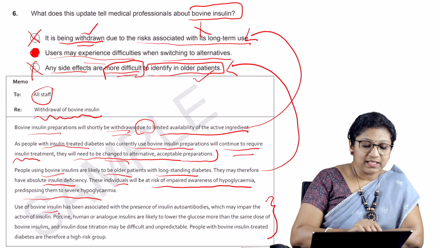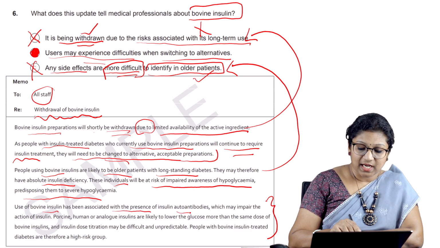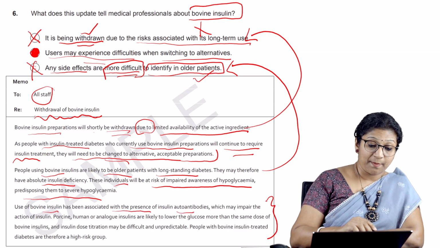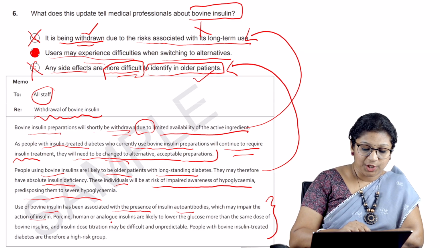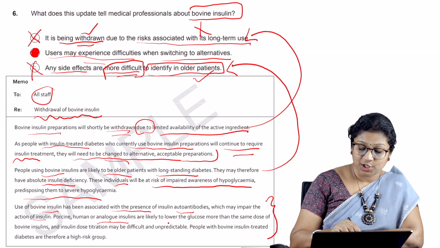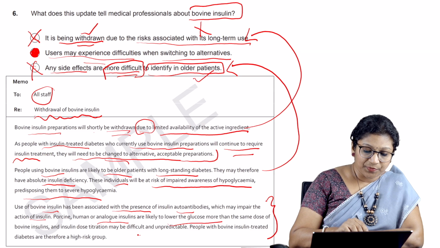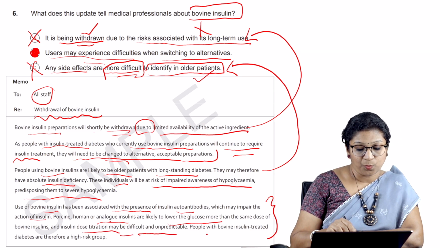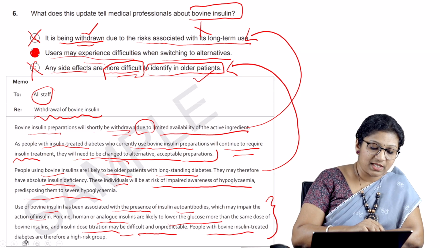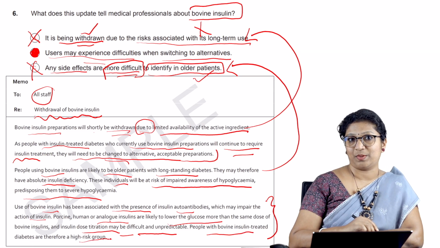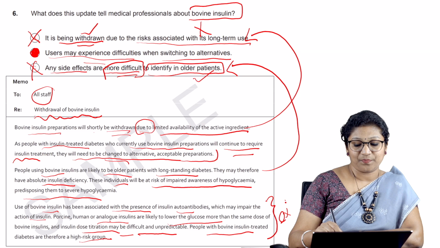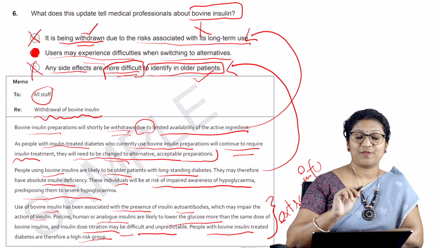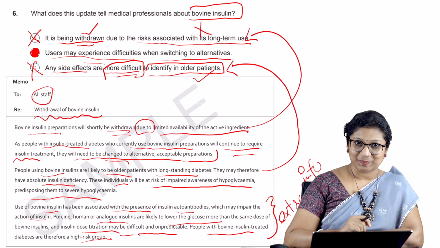Use of bovine insulin is associated with the presence of insulin autoantibodies, which may impair the action of insulin. Human analog insulin is likely to lower the glucose, and insulin titration may be difficult. People with bovine insulin-treated diabetes are therefore a high risk group. So this is extra information. This does not concern us. So we've already found the right answer.